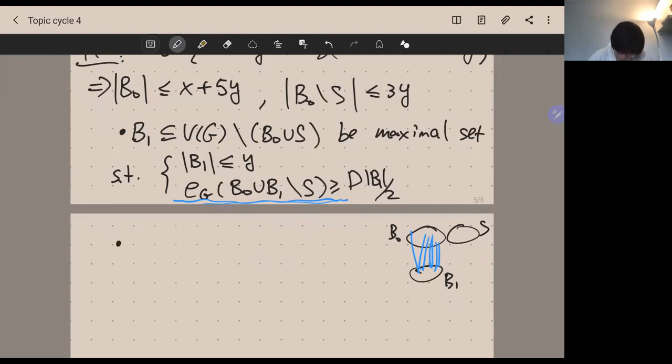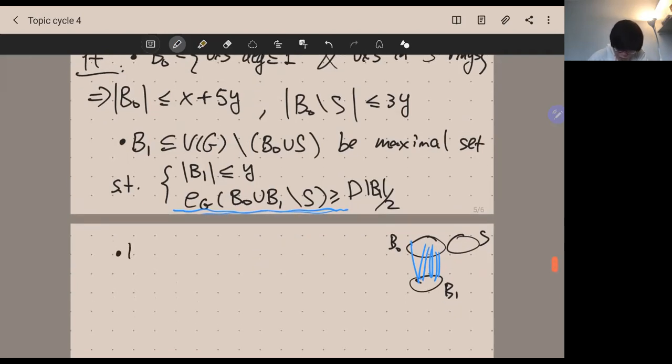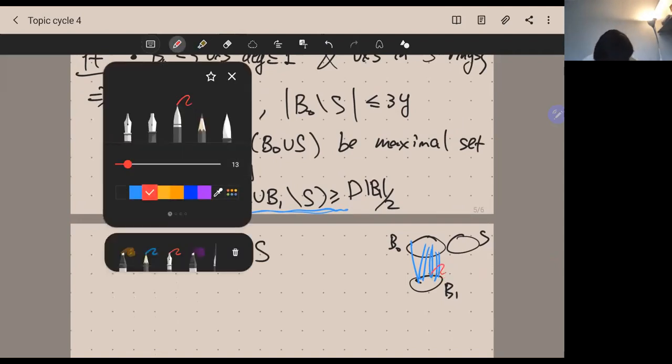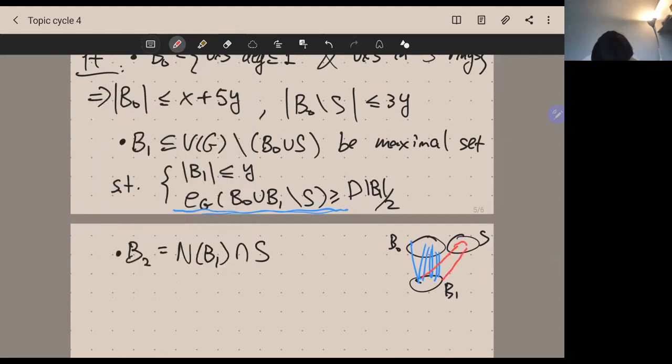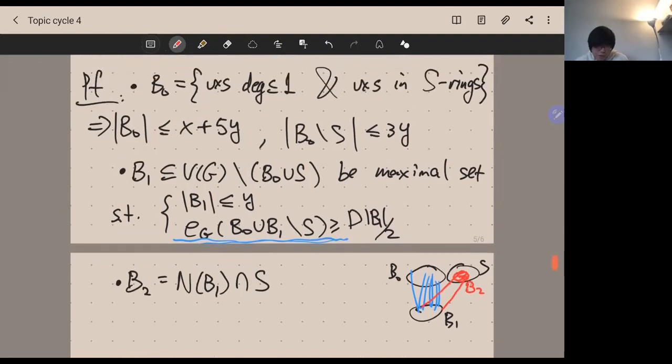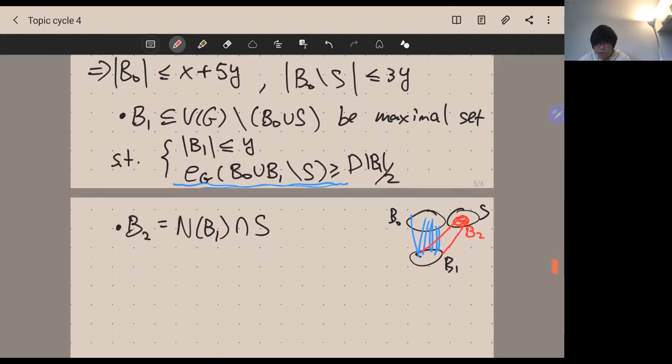In fact, I skipped one part at the hand waving part. I don't want to make it too complicated. We also set B2 to be N(B1) intersect S. So B2 is here in the picture. This is B2 here. The picture might be a little bit misleading because B0 and S actually intersect, right? The B0 has vertices of degree at most 1, so it must contain something from S. But anyway, let me try this way.